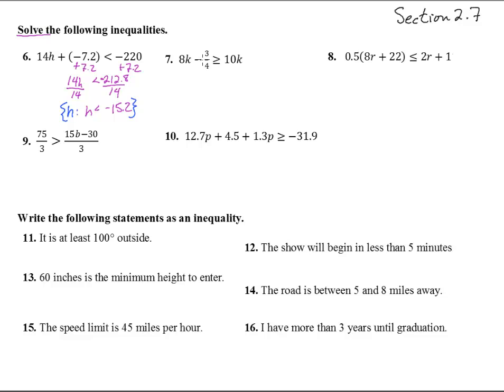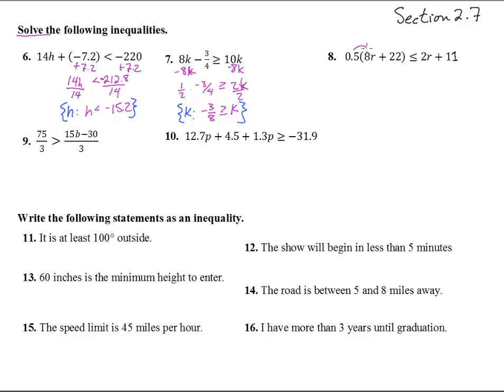Number 7. 8k minus 3/4 is greater than or equal to 10k. I'm going to get rid of these fractions. I don't think, maybe I won't in this case. I'm going to subtract 8k from both sides. I get negative 3/4 greater than or equal to 2k. Divide by 2 on both sides. That's the same as timesing by 1/2. And I get k is less than or equal to negative 3/8. Or negative 3/8 is greater than or equal to k. And again, just to make it look a little bit nicer for the math world, we're going to put those guys on it. Well, you could turn this into a decimal, negative 0.375 if you wanted to.